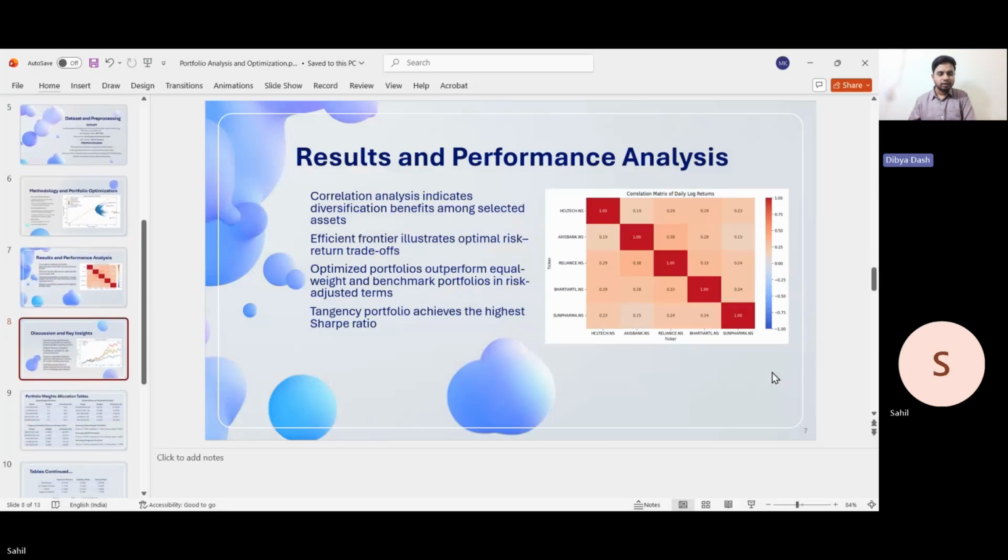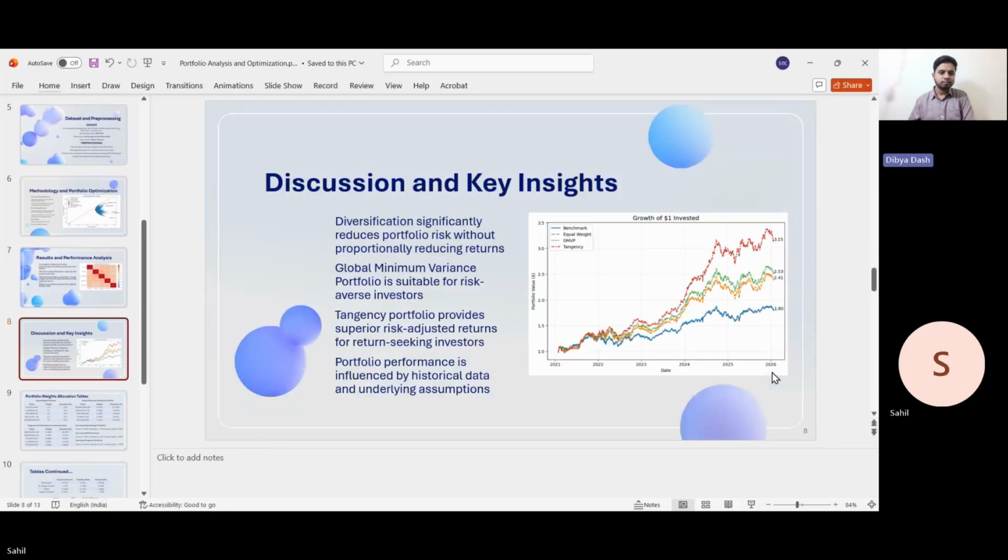Next is the discussion and key insight. This slide brings together the key insight from our portfolio analysis. Diversification clearly shows its value. Combining assets that don't move together reduces risk without sacrificing much return.